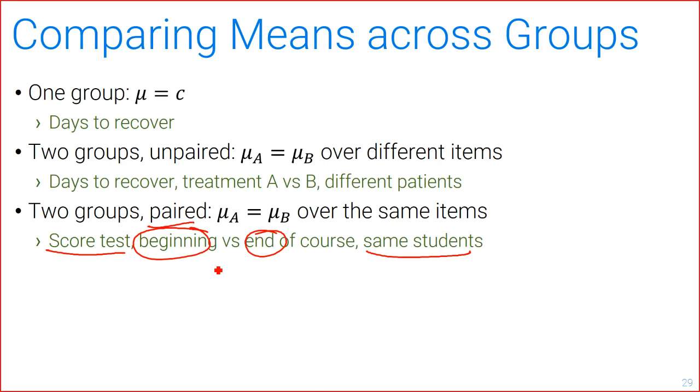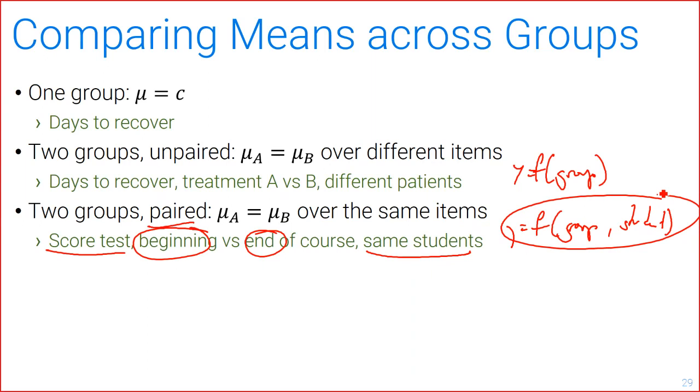The nice thing about it is that we can essentially reduce the random error by modeling this second factor, which is the student. In the unpaired case, we could have just y as a function of the group. In this case, we can have y as a function of the group and the student, the item. By including this second factor, we are going to be able to reduce the random error, so it's going to be better.